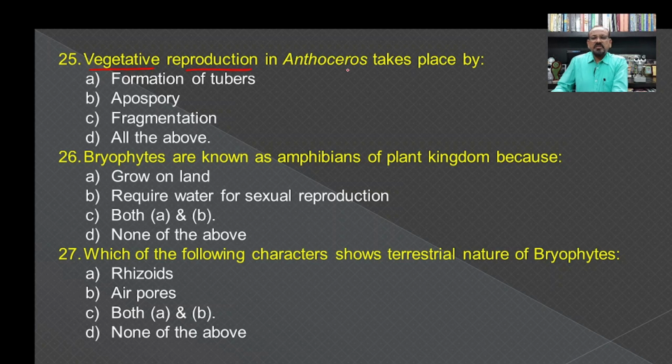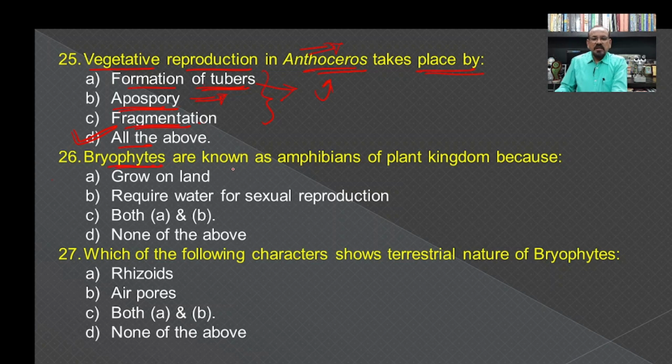Then vegetative reproduction in Anthoceros takes place by number 1, that is the formation of tubers. This is a characteristic feature of Anthoceros. Then apospory, that is the development of the sporophyte from the gametophytic tissue, then fragmentation, and then all the above. So all these three, that is the formation of tubers, apospory and fragmentation, become the answer in the form of vegetative reproduction in Anthoceros, and hence all the above become the answer for this question.